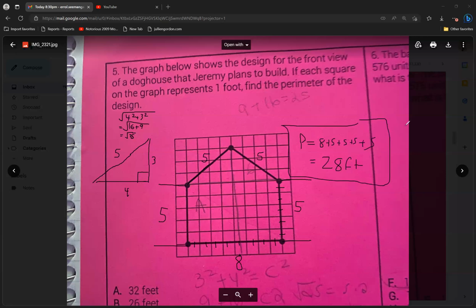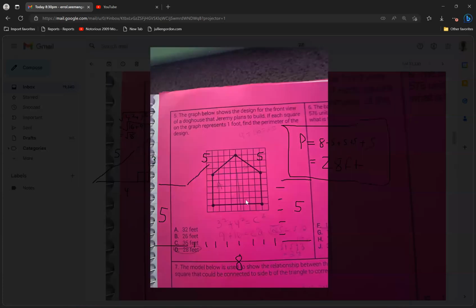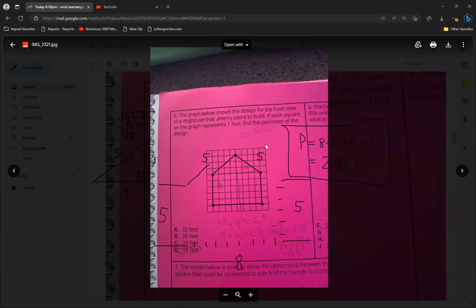Okay, yeah. That makes sense. Is it one of the answers? D is 28 feet. Yeah, D. There you go. Good on that one? Yeah, that just made more sense, actually explained it.